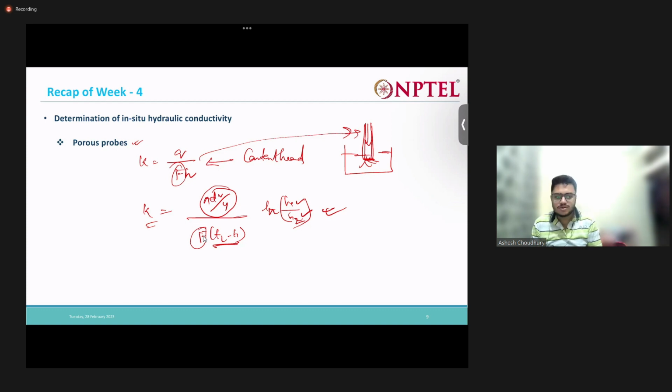So there are many types of porous probes. Some have a permeable base, some have an impermeable base. Those relations were already discussed in the class, so I won't go through that again.